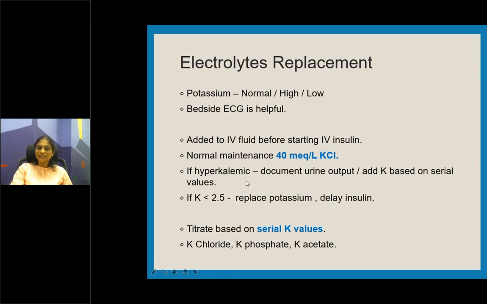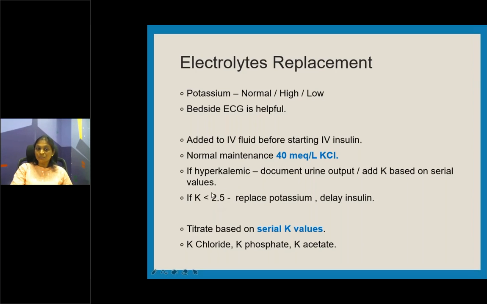If the child is in shock or has oliguria, has not passed urine, or the ECG has tall tented T waves, or if there is evidence of renal failure or the potassium value is high, then we don't add the normal maintenance straight away. We wait for the urine output, we document the potassium, and then add potassium as needed.